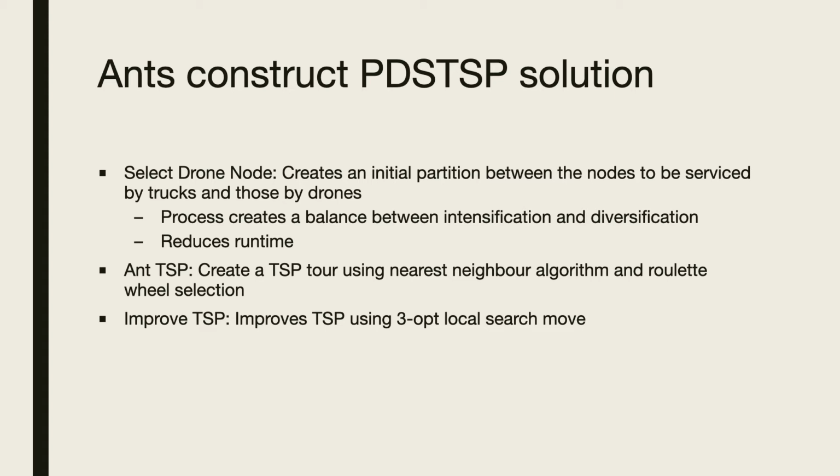This approach creates a balance between intensification and diversification, which results in a reduced number of customers considered in the next procedure, therefore minimizing the cost of the algorithm. Ant TSP Tour creates a giant TSP for the trucks to visit the depot and the remaining customers by nearest neighbor algorithm and roulette wheel selection using the pheromone values of set B. And then improved TSP improves upon this using 3-opt local search move.